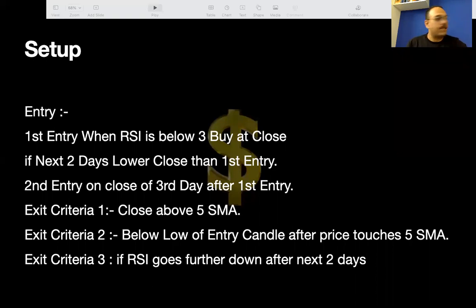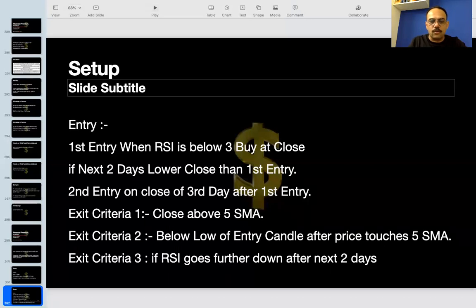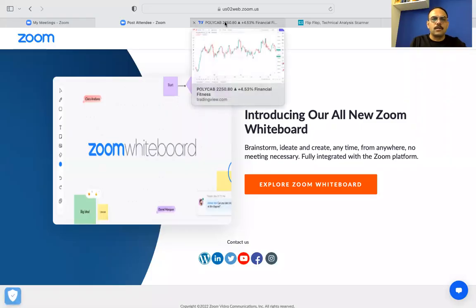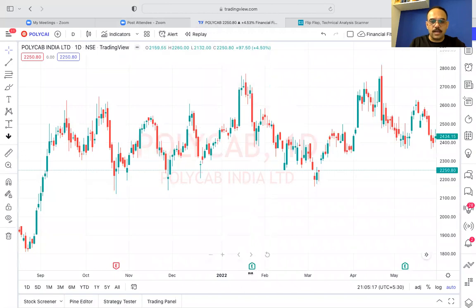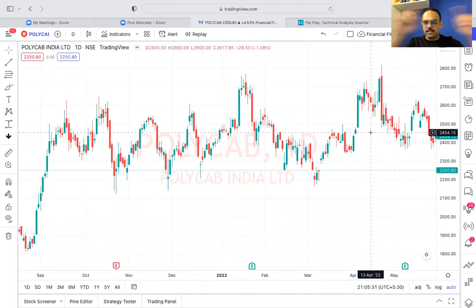Okay, so let's go ahead. Now we have this screen. Can you see the chart on my share? You are able to see the chart?